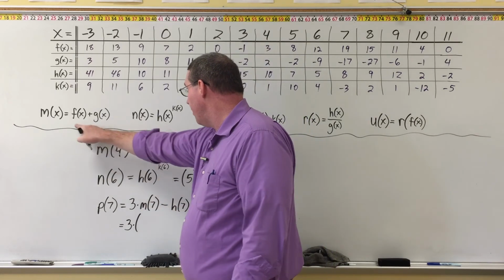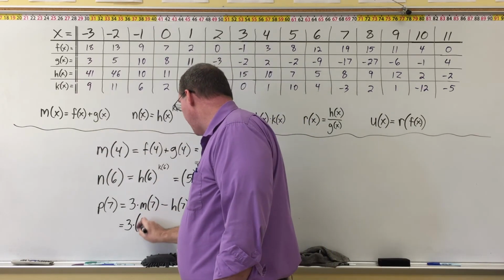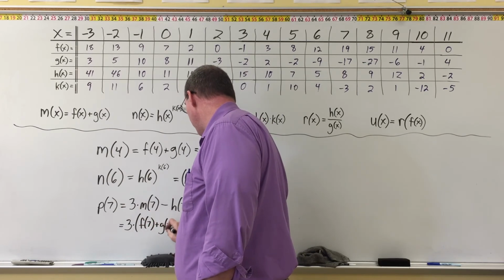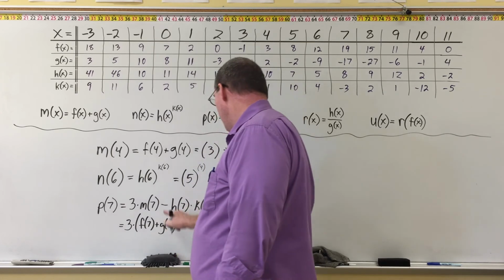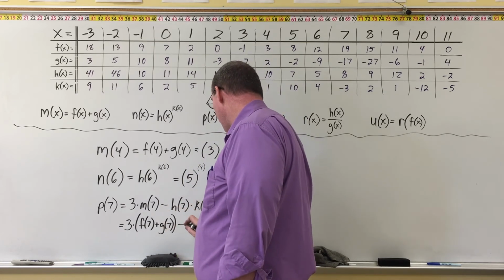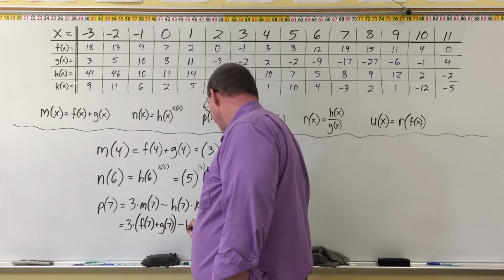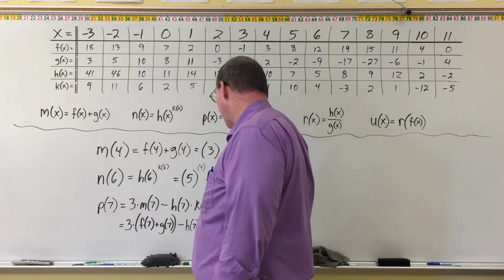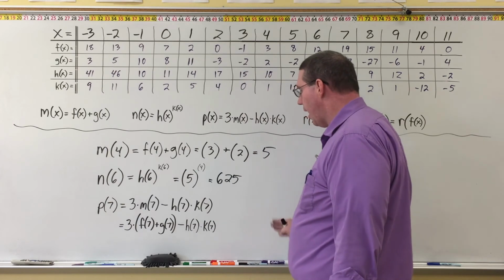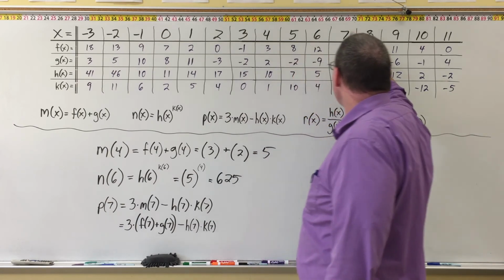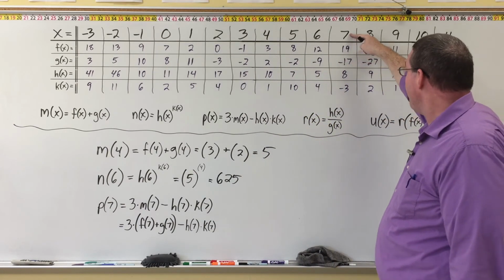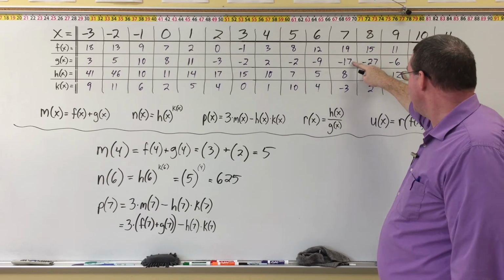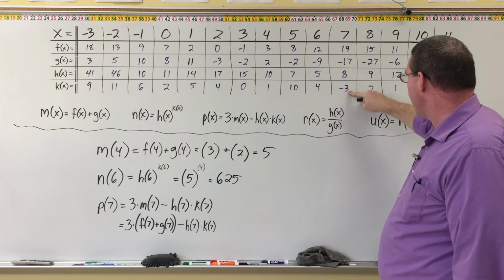So we'll have f plus g, so that'll be f of 7 plus g of 7, all right, minus h of 7 times k of 7. And all of these come right out of the table. So we need f, g, h, and k of 7. Well, here's the input of 7. F is 19, g is negative 17, h is an 8, and k is a negative 3.